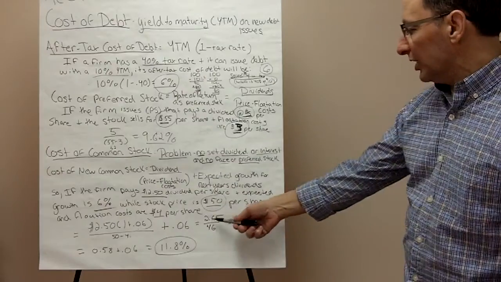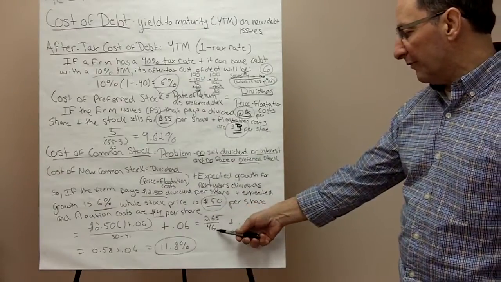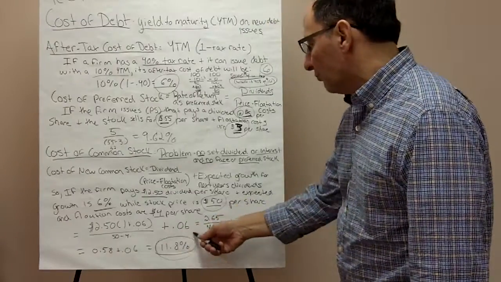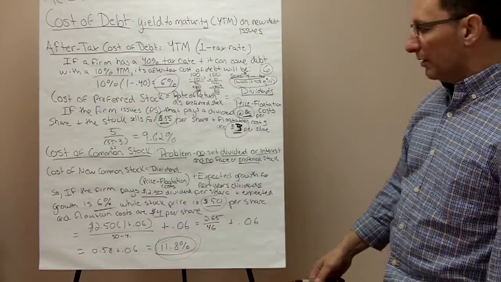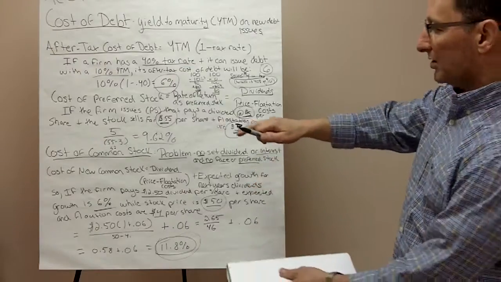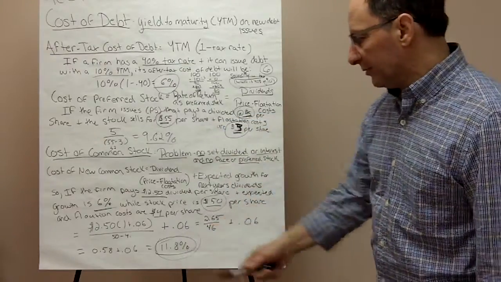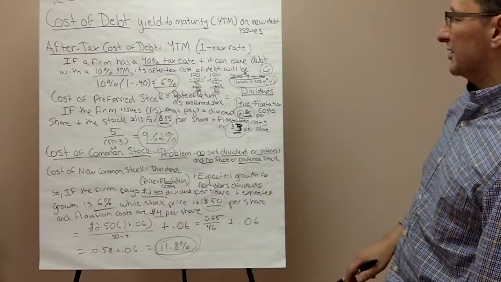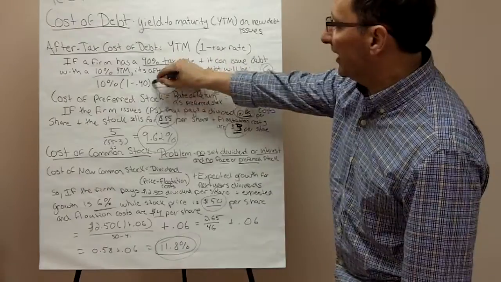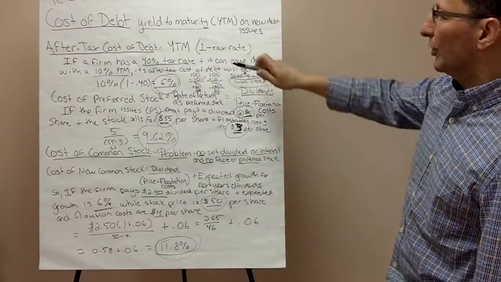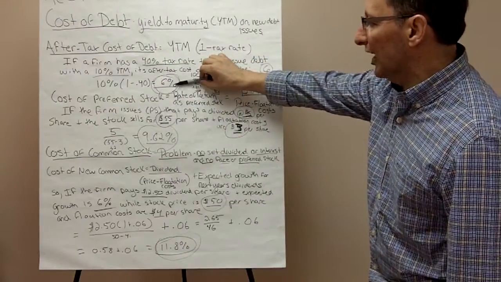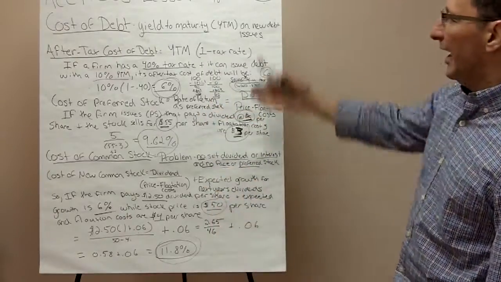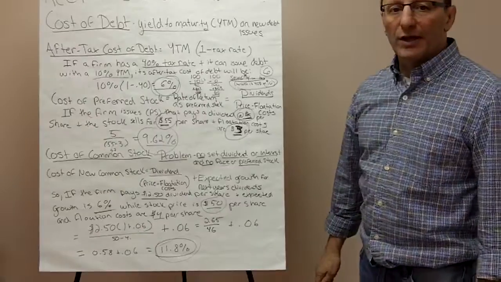So in this case, we get 2.65 divided by 46 plus 0.06, which gives us 11.8%. So in this case, the cost of that common stock is 11.8. The cost of preferred stock is 9.62. And the cost of debt is 6%. Notice that debt is generally much less than the cost of preferred stock and common stock. That is basically lesson number 18. Thank you.